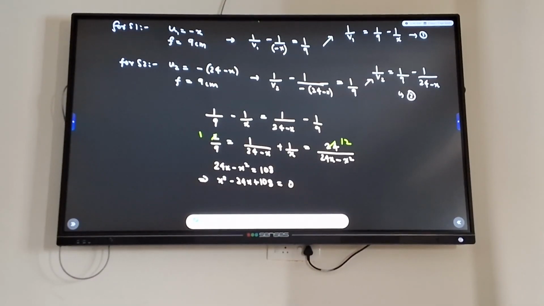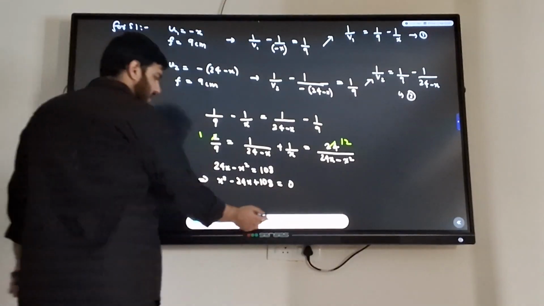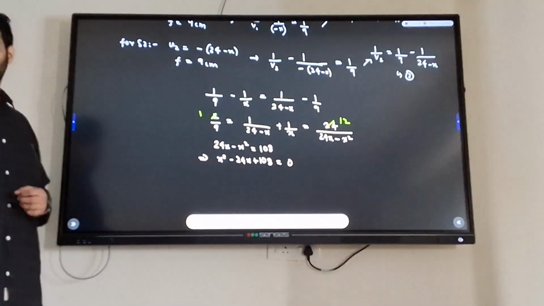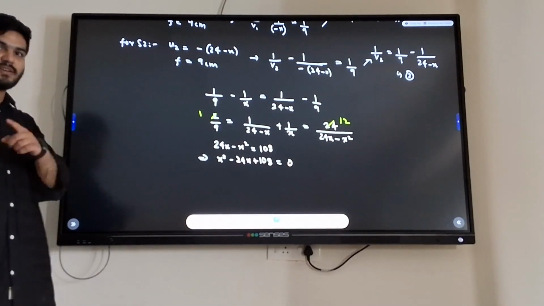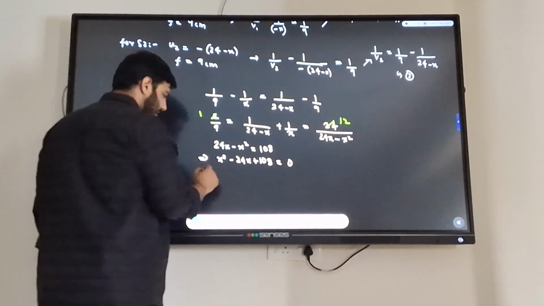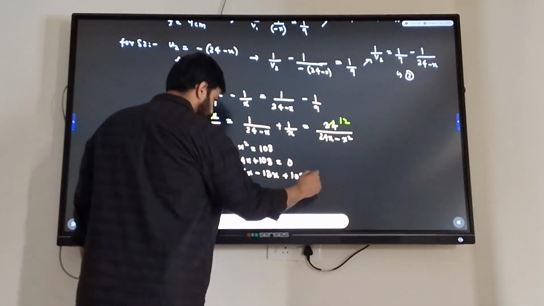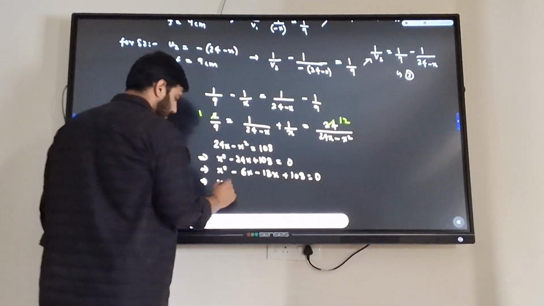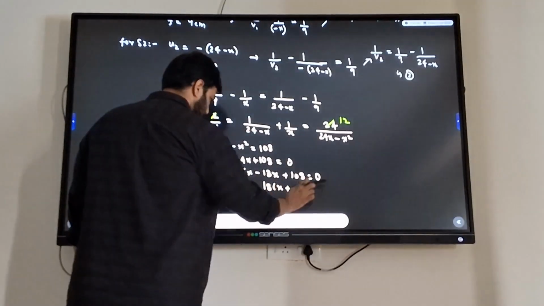There are many other methods too. You can even use 6 and 18. 6 and 18, na? Very good. You can even use minus b plus or minus under root b square minus 4ac. Yeah, I think minus 6x minus 18x plus 108 equal to 0 comes. So this will come. Okay, no, this will be minus.